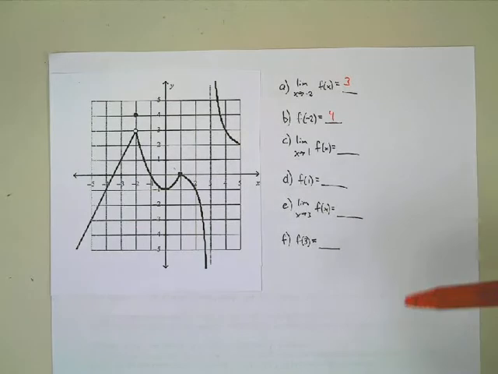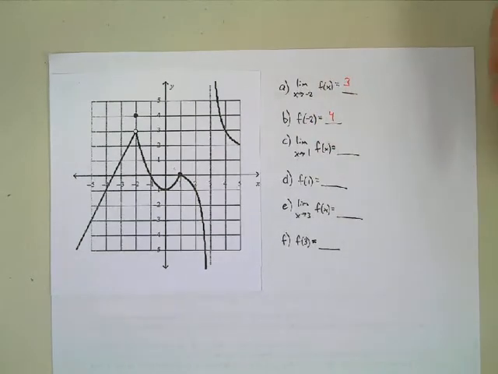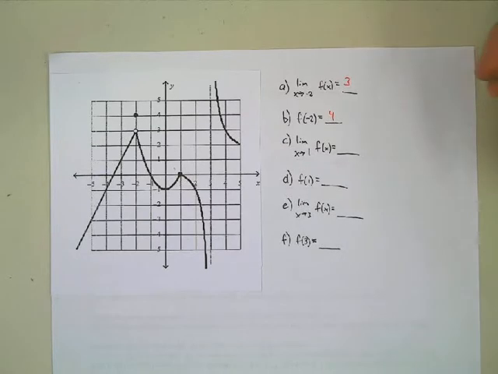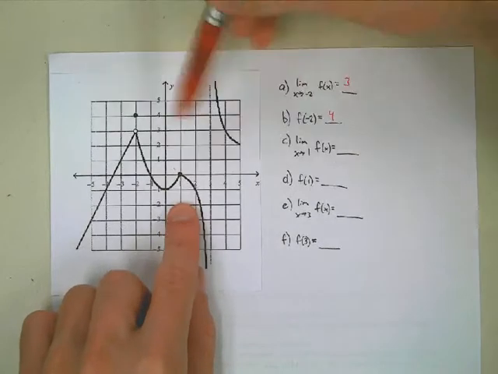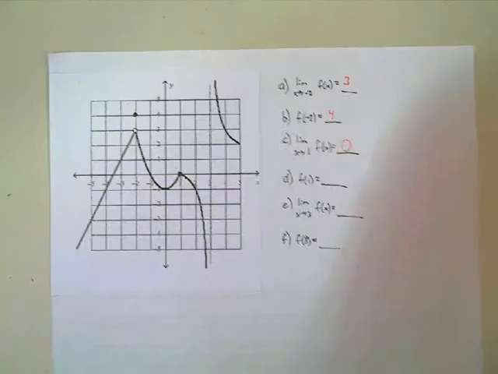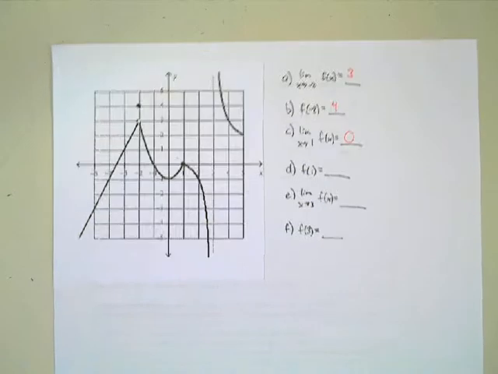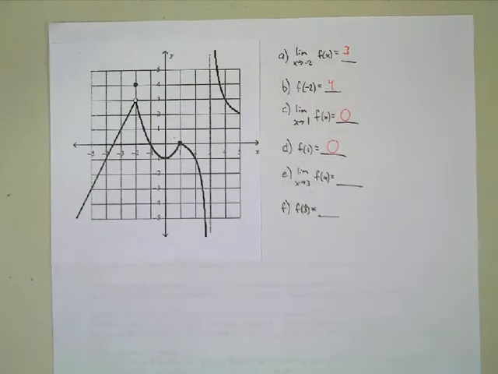Next one, then, the limit as x approaches 1 of the function. We have a volunteer. What would that be? Brandon? It's approaching 0 there. Okay. And what about f of 1, Ryan? It would also be 0.